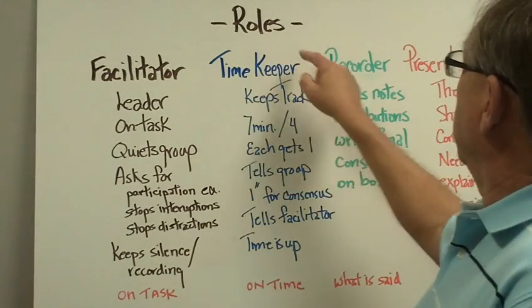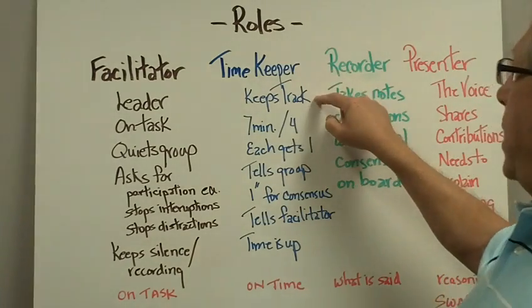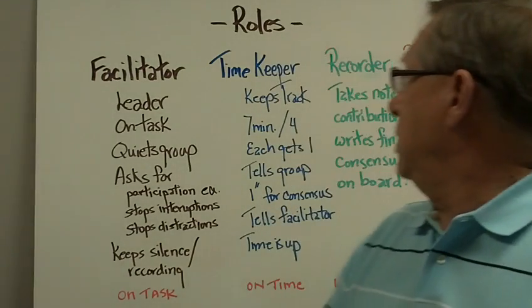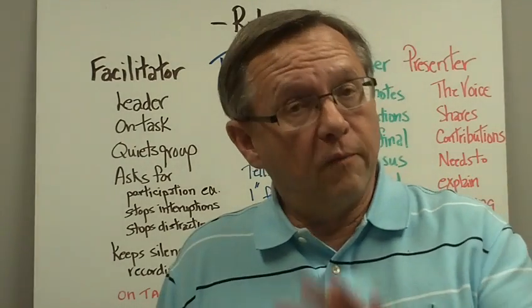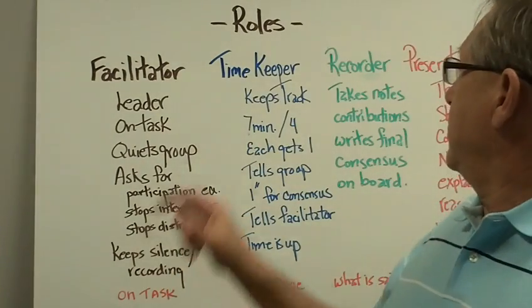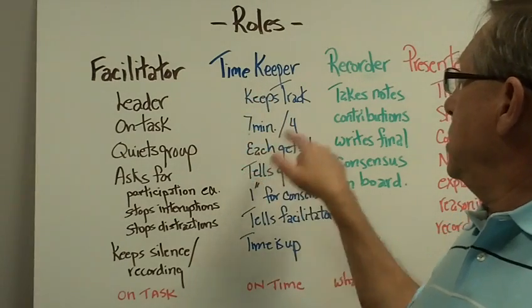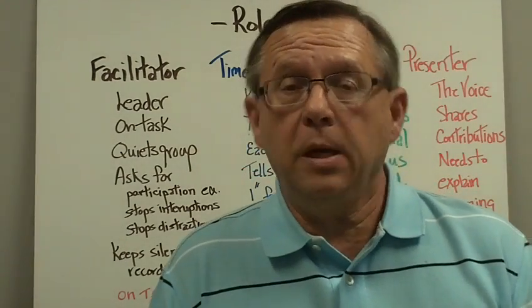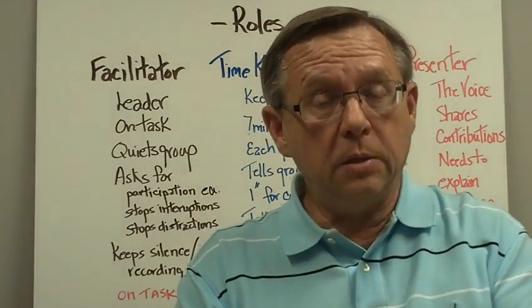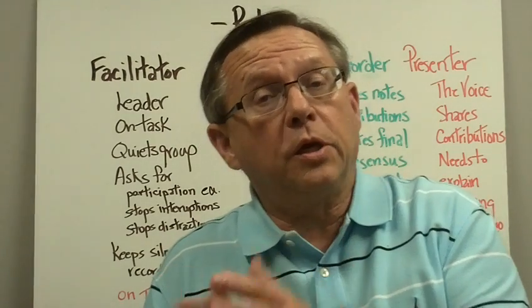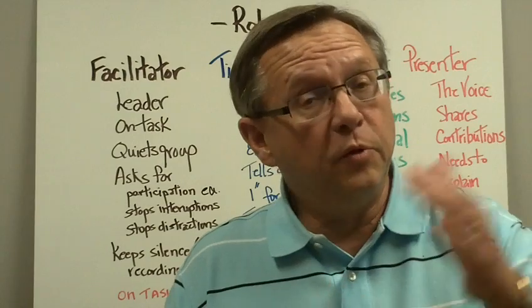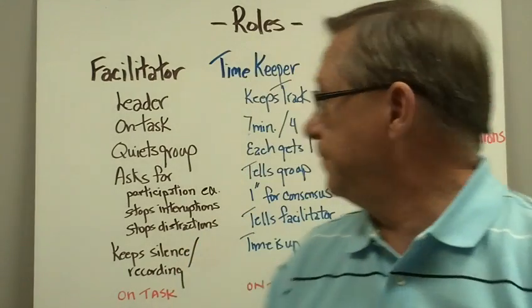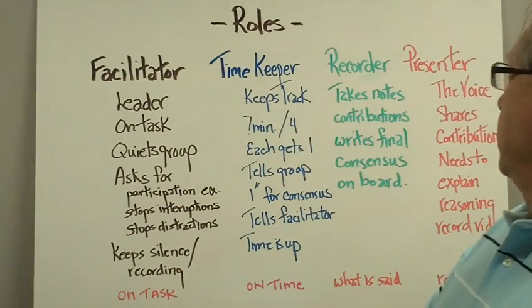Now, the timekeeper keeps track of the time. So if you have 7 minutes to complete a task, and there are 4 of you, then obviously the timekeeper is going to give each person 1 minute. He will tell you when to begin, and he will give you about a 10-second warning so you can stop at the appropriate time and then move immediately on to the next person for their contribution.